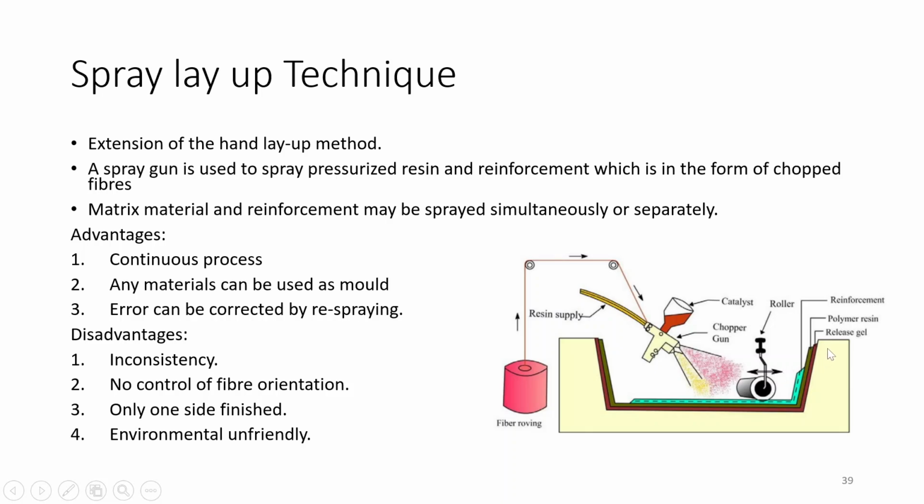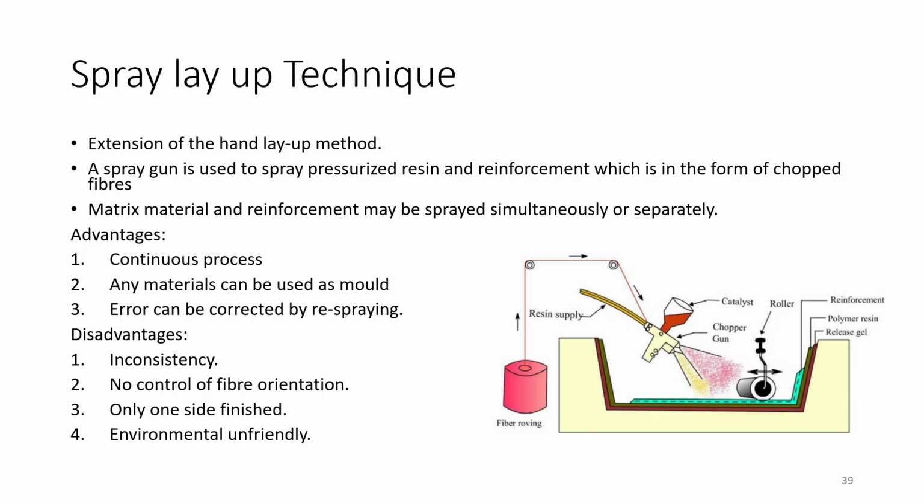And here you will again apply release gel, polymer resin and reinforcement. Then this spray gun will be used, and this roller will be used for providing even thickness. The matrix material and reinforcement may be sprayed simultaneously or separately. Advantages include a continuous process, any material can be used as mold, and errors can be corrected by respraying.